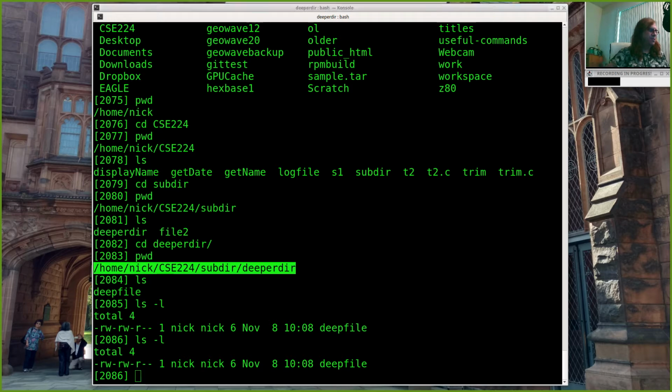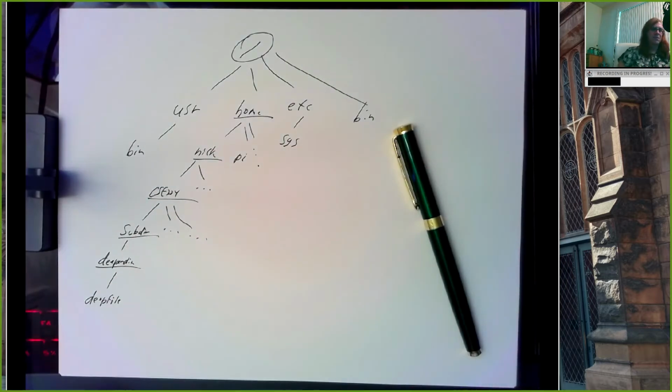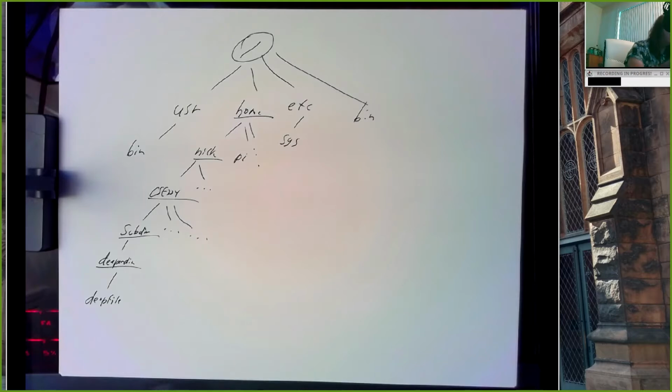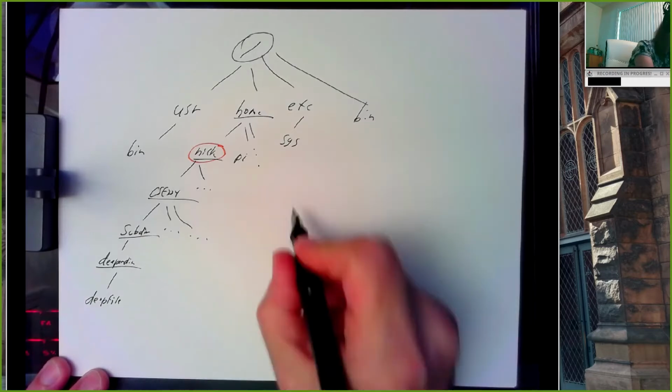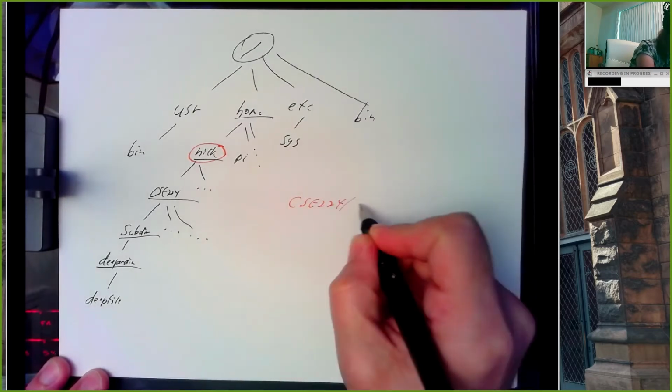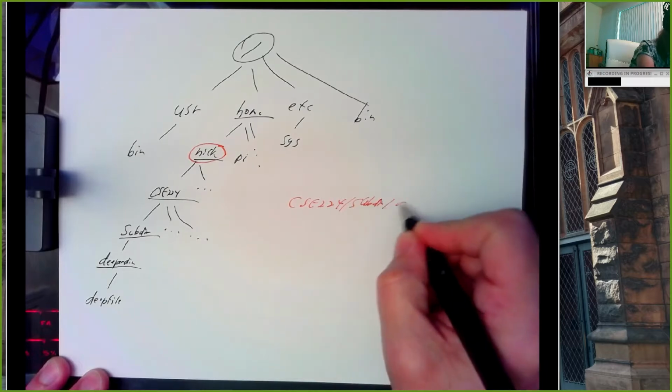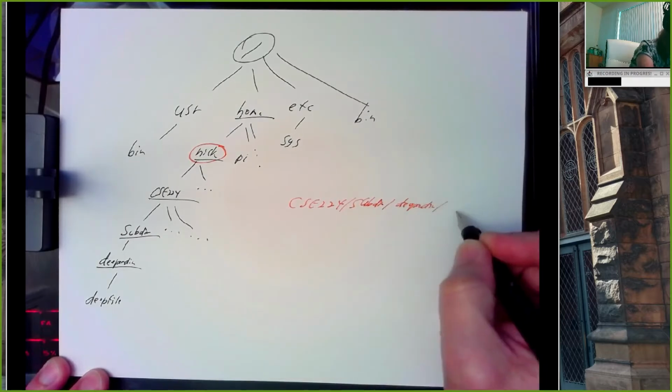The reason this comes up is because there are two ways to specify file paths: absolute and relative paths. A relative path is usually what we're working with, and it's a way to describe something like this, but a description that's based on where you are right now. For example, if I've logged in and I'm sitting in this directory, I could say, show me the file in CSE224/subdir/deeperdir/deep file.